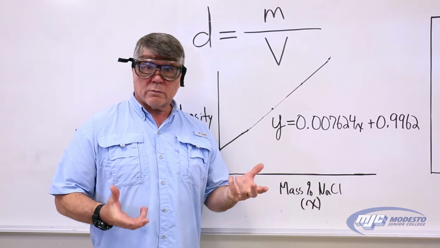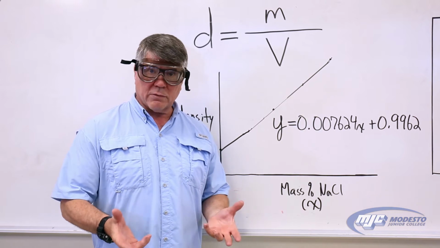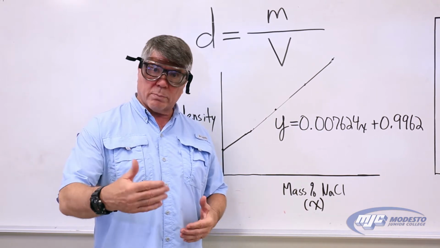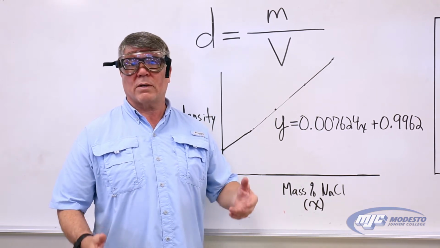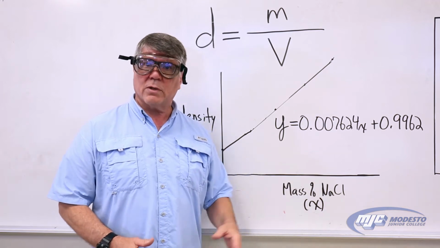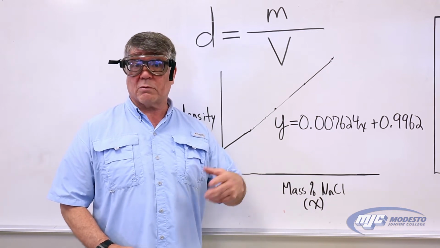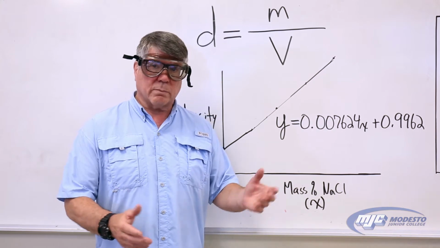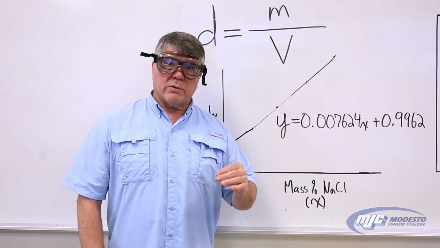The idea in this experiment is measuring density, and in the third part C of this, we're going to use the density that you measure of a salt solution to figure out its mass percent sodium chloride, its composition. So let's start with the density.